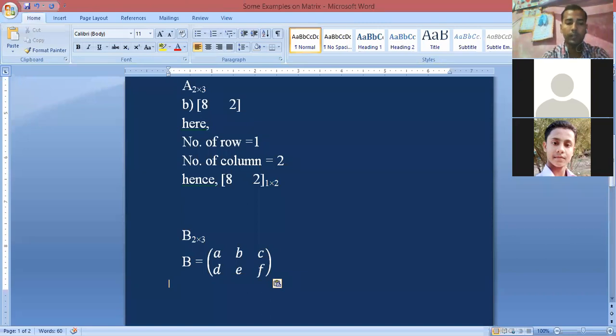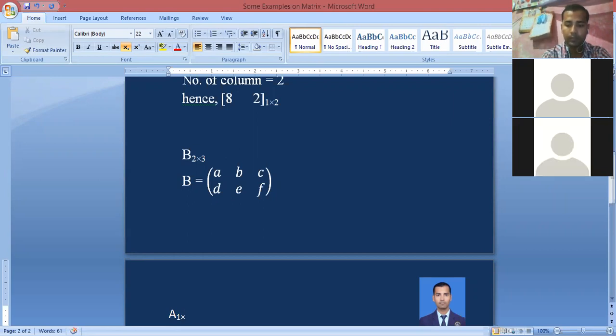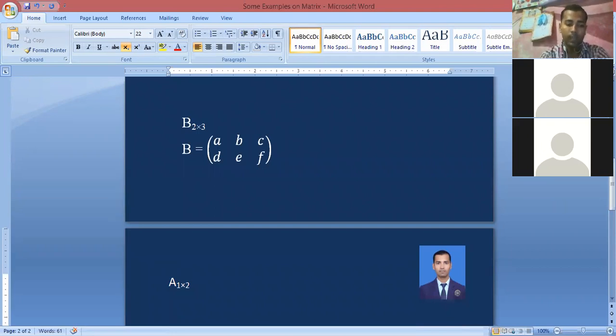Suppose our condition could sometimes be like this. Suppose we are given A equals to 1 into 2, suppose. This may be your question, and for this we can form a matrix for the given order like this. That means we should have one row, that means rows should be one but the columns should be two.